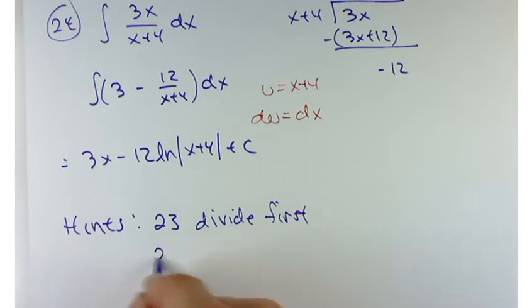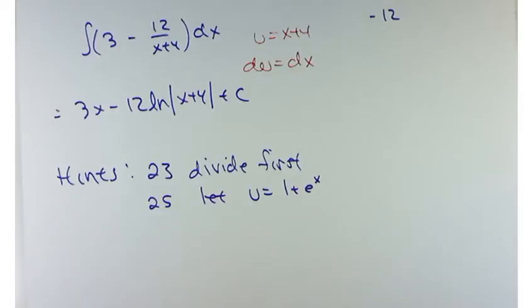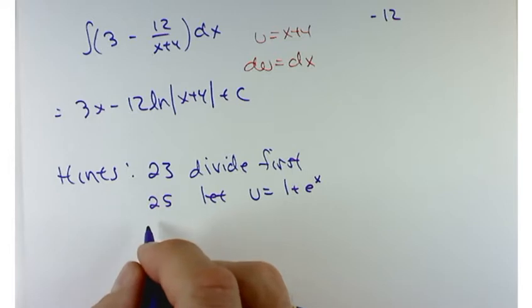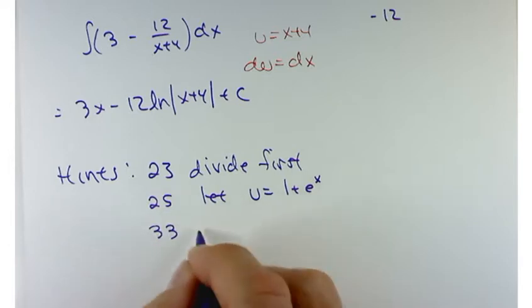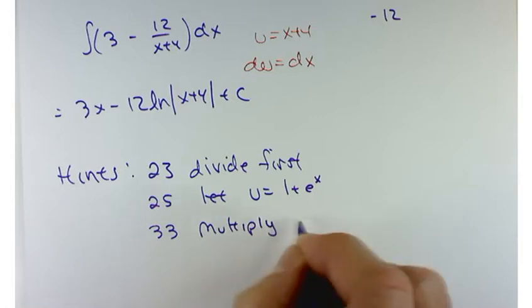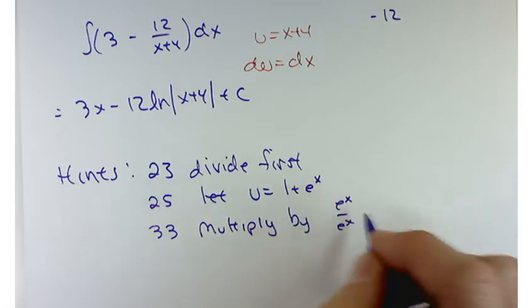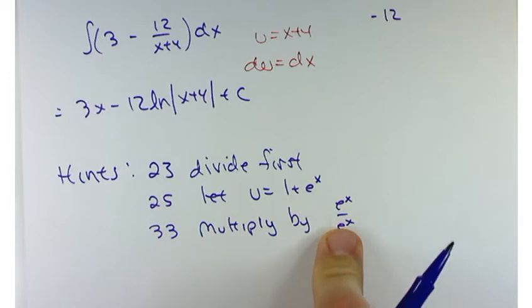Problem 25. Here's your u substitution. Let u equal 1 plus e to the x. Problem 33. Multiply by e to the x over e to the x. Now, what's going to happen is if you're careful in working with the exponents, you should cancel out the negative exponent that they have in that problem.